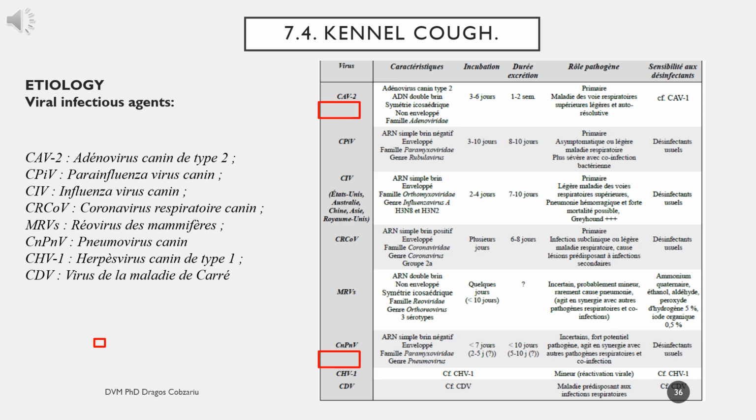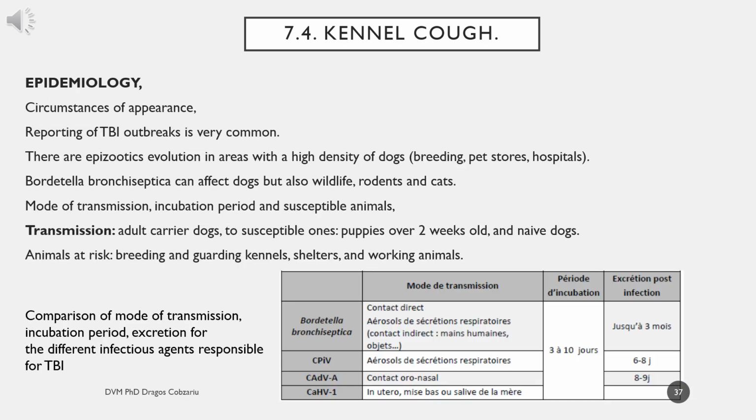Viral infectious agents: canine adenovirus type 2, canine parainfluenza virus, canine influenza virus, canine respiratory coronavirus, mammalian reovirus, canine pneumovirus, canine herpes virus type 1, canine distemper virus. Epidemiology: circumstances of appearance, reporting of TBI outbreaks is very common. There are epizootic evolutions in areas with a high density of dogs: breeding, pet stores, hospitals. Bordetella bronchiseptica can affect dogs but also wildlife, rodents and cats.